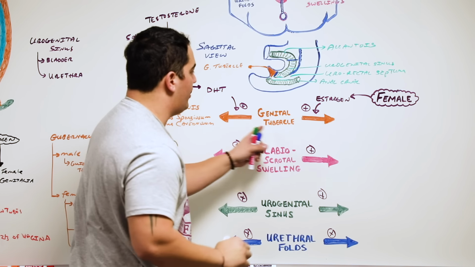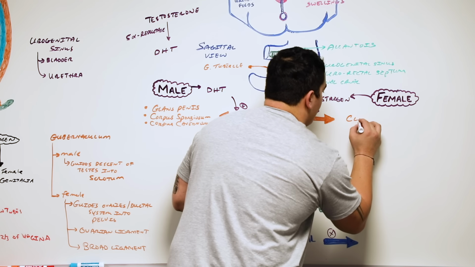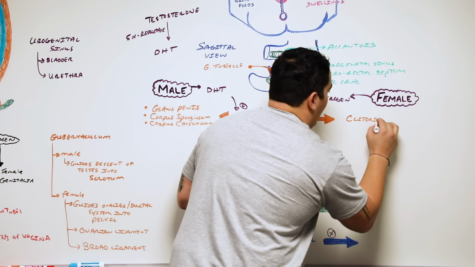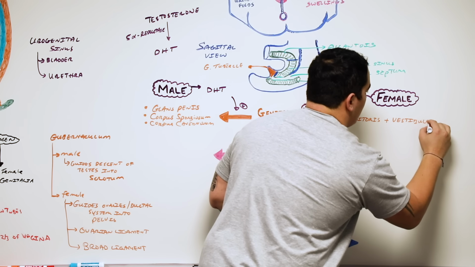For the female, the genital tubercle will give rise to the clitoris and the vestibular bulbs.